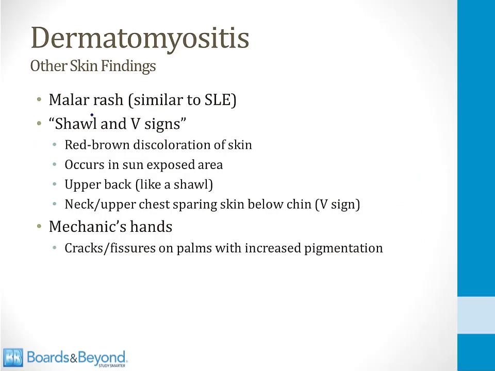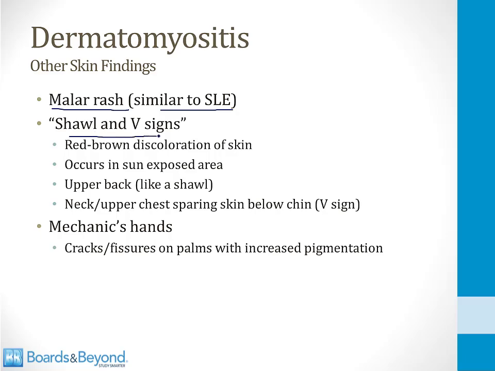Some other skin findings in dermatomyositis are shown on this slide. First of all, patients with this disorder can develop a malar rash, just like patients with lupus. And you should be careful in board questions. Many people immediately think of lupus when they see a description of a malar rash, but that can also be seen in dermatomyositis. Two other signs you can see in this disorder are called Shawl and V signs.